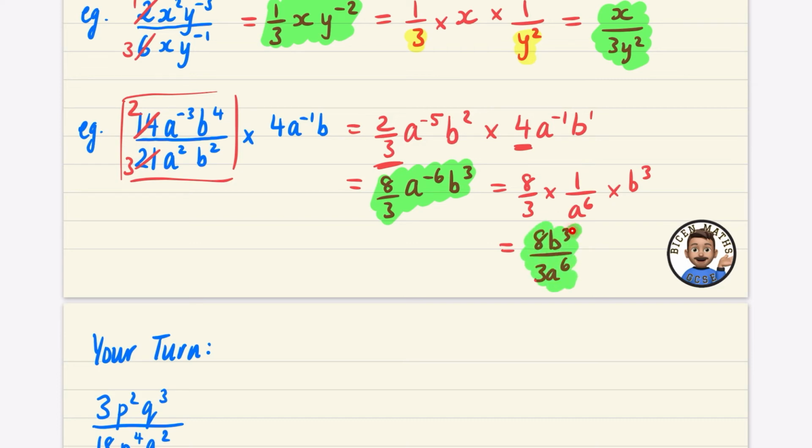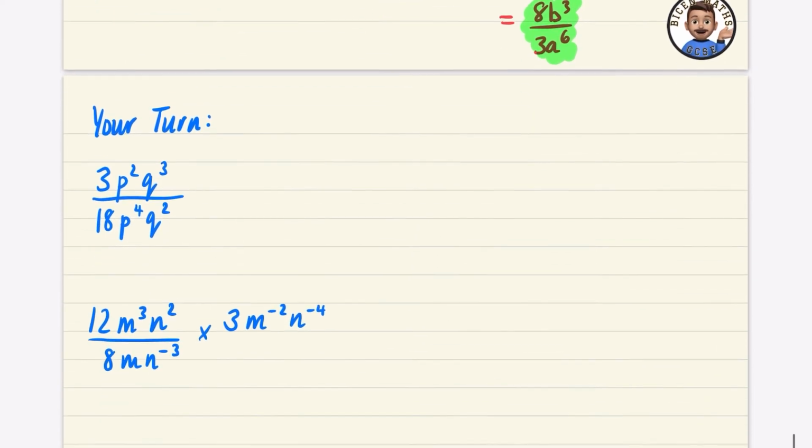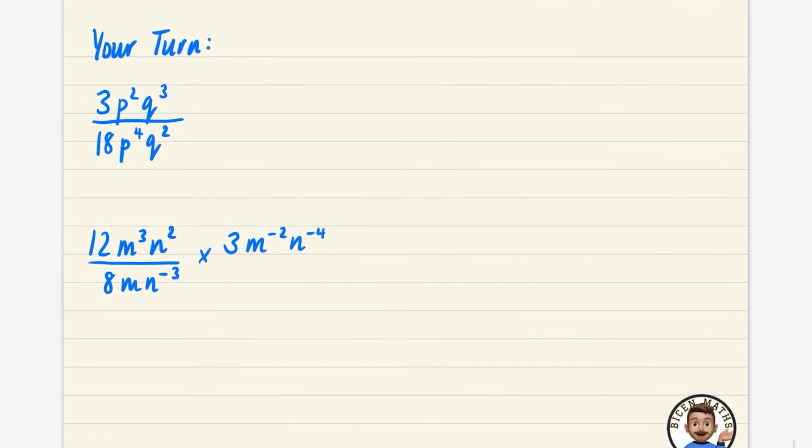And people prefer this in lots of ways because we have no negatives and things are either in the numerator or the denominator correctly. So you've got these two questions to have a go at. Pause the video, see if you get the same answer as me after you've had a go.